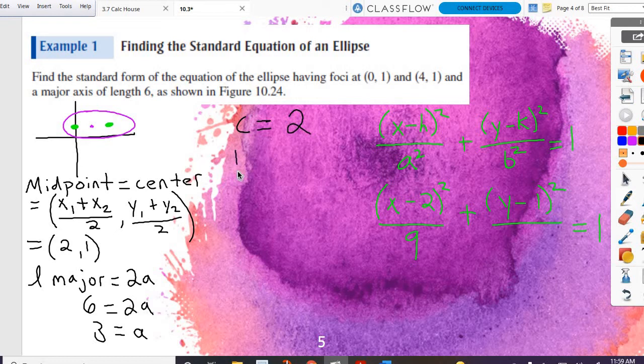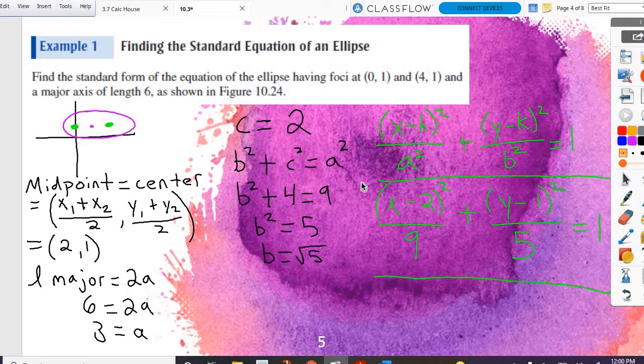So then you plug that into the Pythagorean theorem. B squared plus C squared equals A squared. So we get B squared plus, you said that C was 2, so 2 squared is 4. And then A squared is 9. So we end up with B equals the square root of 5. So if I square the square root of 5, what are we putting underneath? Just 5. And so that would be my answer.